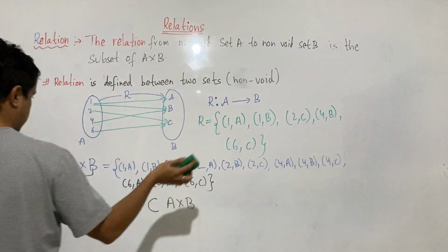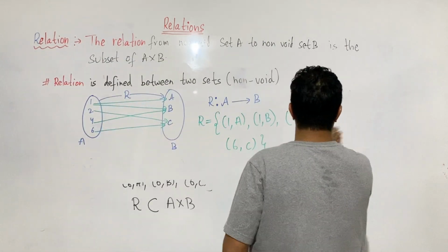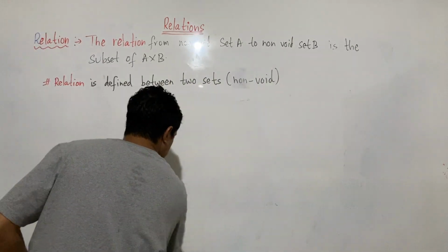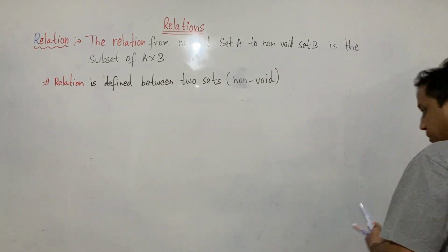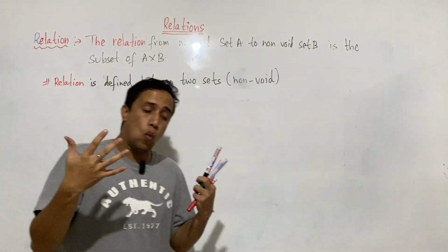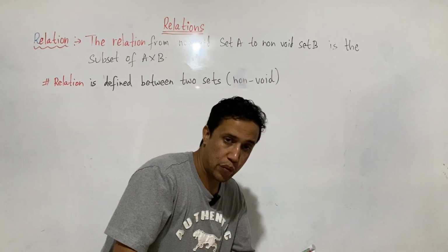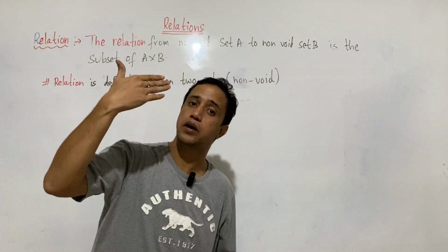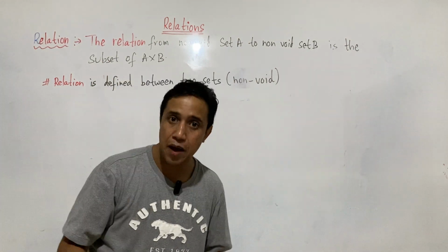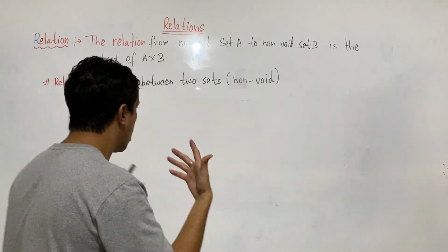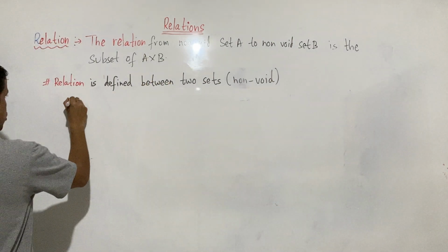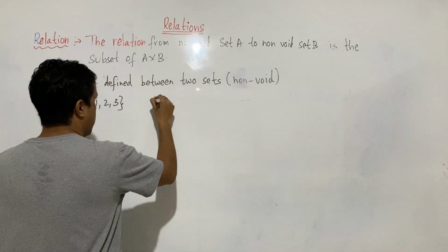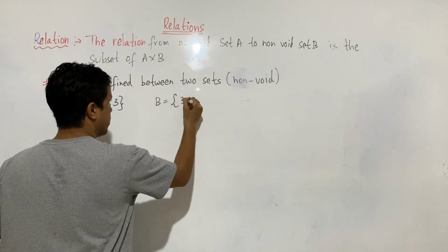Okay, let's take one example. Now, see here, when you do questions on relations, the relation will be defined by the person who gives you the question, or by the examiner who sets your exam. Okay, what does it mean? Let's say that I'm given two sets. A is 1, 2, 3, and B is 3, 4.